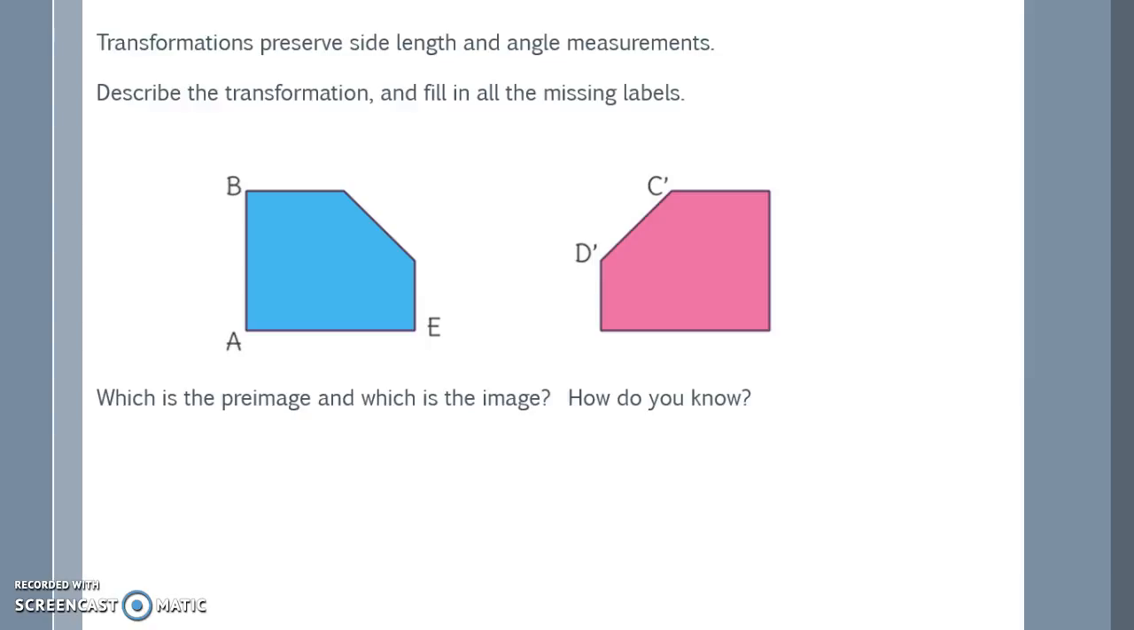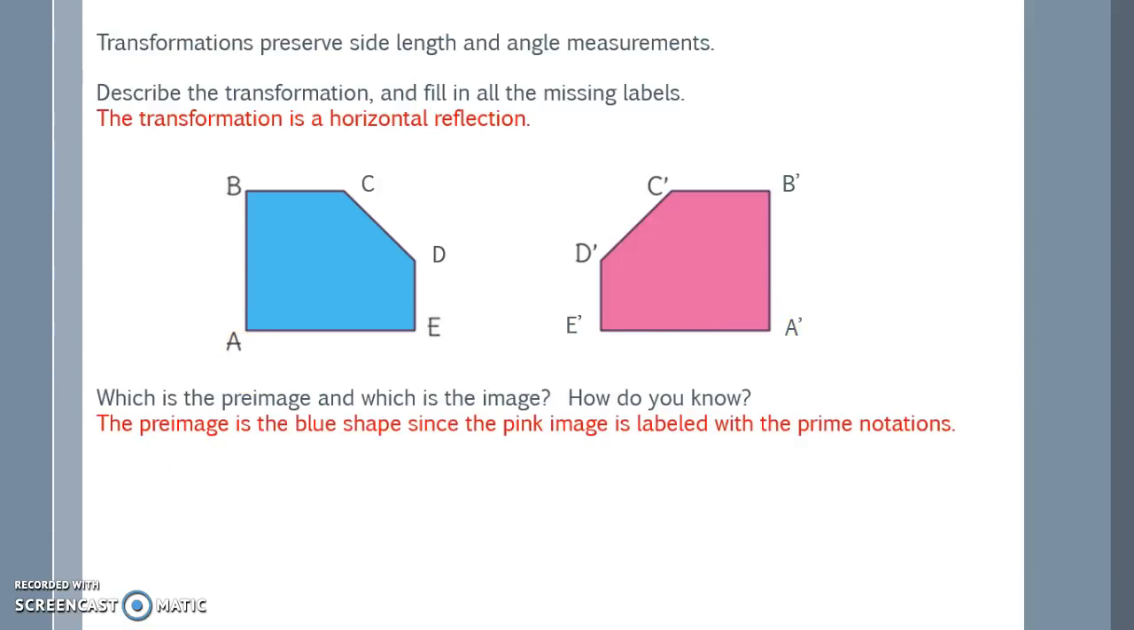Describe the transformation and fill in the missing labels. Which is the pre-image and which is the image? How do we know? The transformation is a horizontal reflection. So therefore, B and B prime are equivalent, C and C prime are equivalent, D prime, E prime, A prime are all equivalent. The pre-image is the blue shape, since the pink image is labeled with the prime notations. That is our indication that we have a new image based on our pre-image.